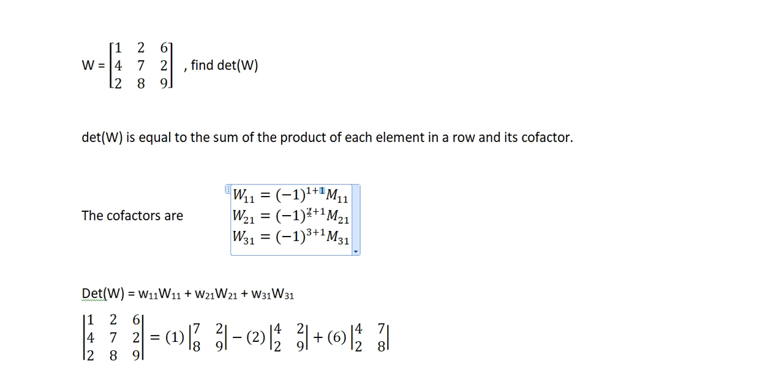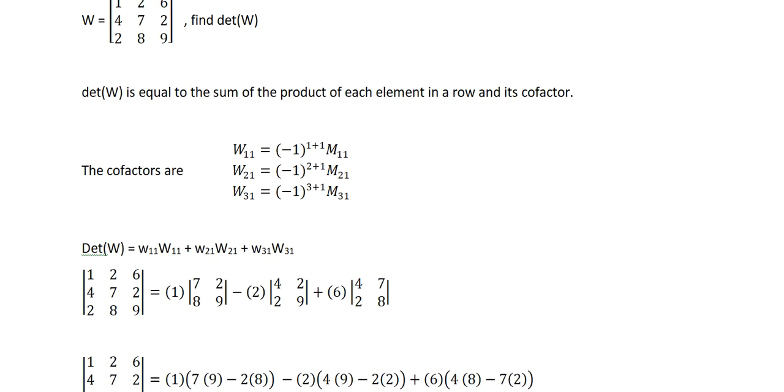But what about the 2, 1 element? The 2, 1 element has indices 2 and 1, so that sum is 3. -1 to the third power is -1, and we have a flip in the sign. What about 3, 1? Well, 3 plus 1 is 4. -1 to the fourth power is going to be +1, and again, this is now positive.